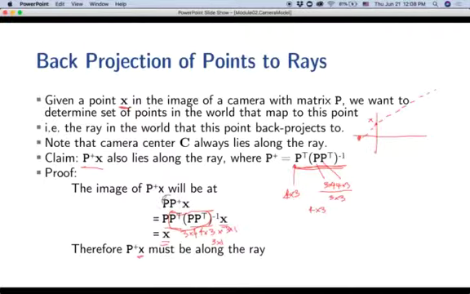Sorry, I'm making a mess with my newfound tool, which is a pen. So this entity P plus X is really a 4 by 1 vector, which is a world point. Because P plus is 4 by 3 and X is 3 by 1, so it's a 4 by 1 entity. So all the dimensions work out here nicely.